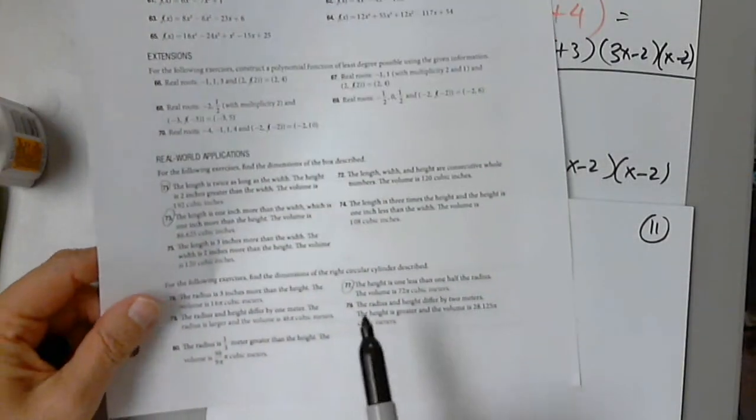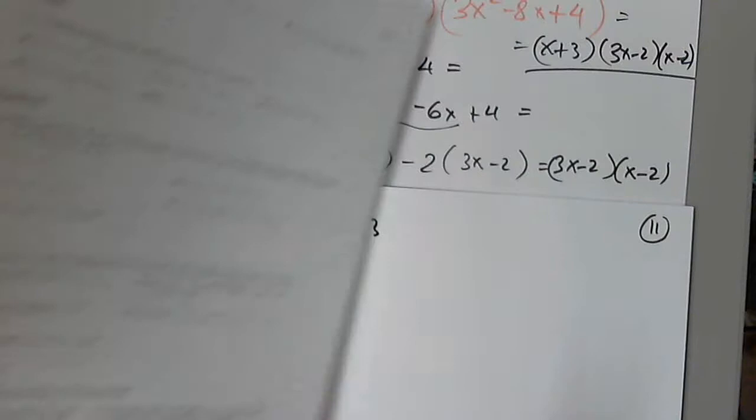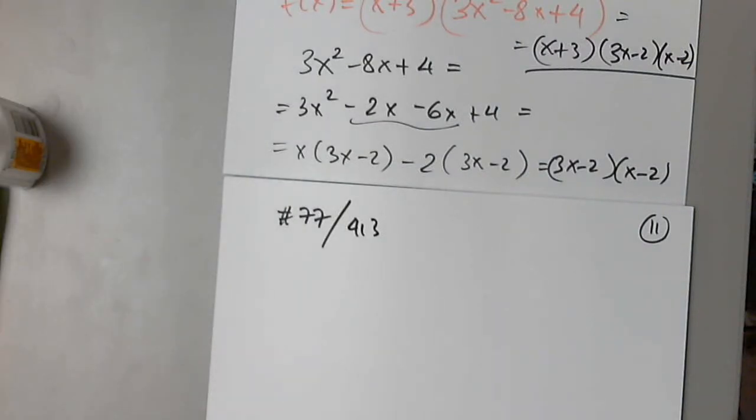Okay. For the following exercises, find the dimensions of the right circular cylinder. So let me just refresh your memory on how we determine, let's say, the volume of a circular cylinder. This is a circular cylinder, and the volume is area of the base times the height. So the area of the base is pi r squared times the height. Okay. So that will be the volume.